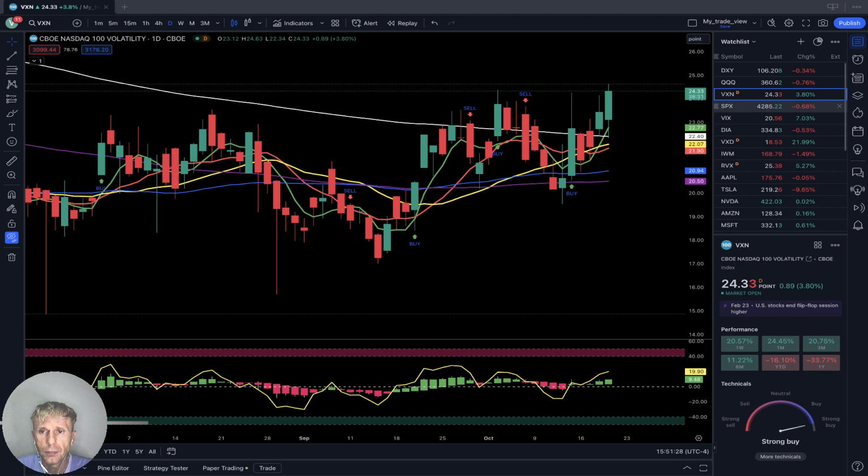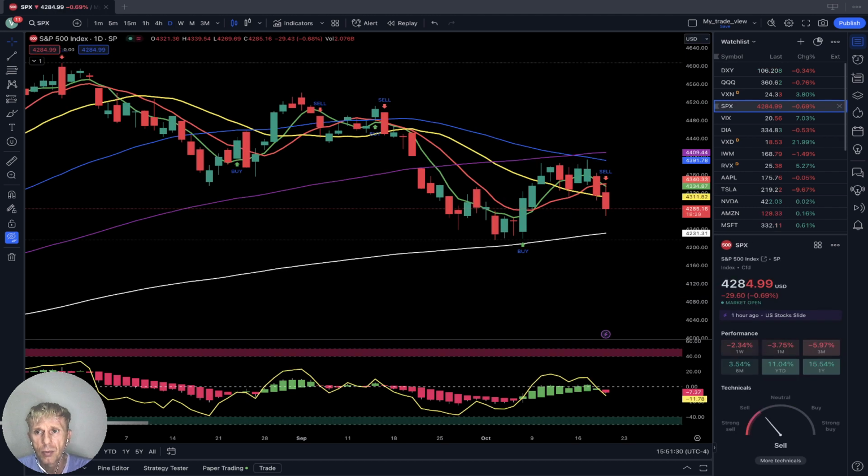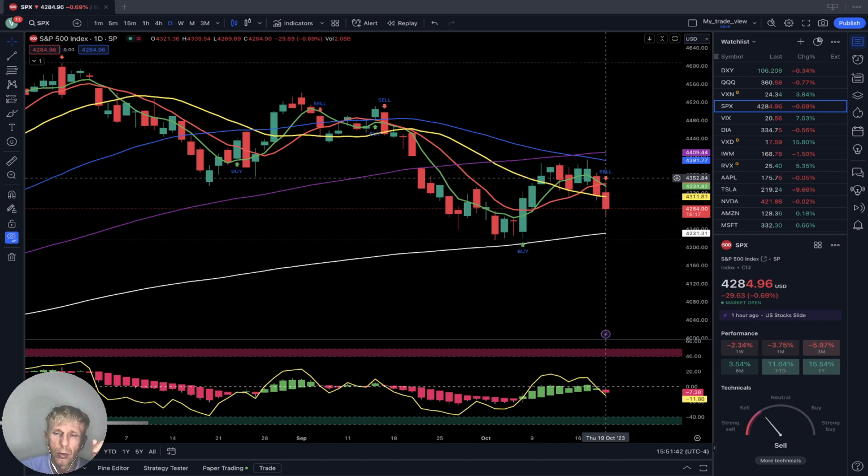S&P, SPY, S&P 500 minus 0.70%. Sell signal, SMA 5 is bearish crossover over 10. And bars close below all moving averages except 200. RSI did bearish crossover, bearish trend.